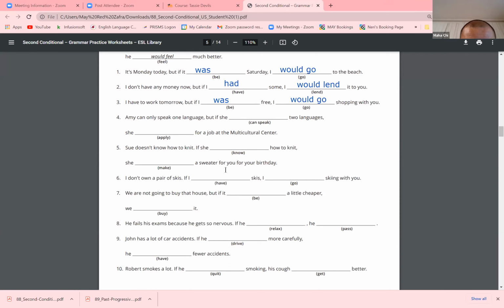Okay, so this is a special case because you have a can. The modal verb will carry the tense. So this should be, she could speak. Okay, so the modal verb can is the carrier of the tense. Not if she could spoke. No, if she could speak. Okay. And this one is would apply. Correct. This is would apply.